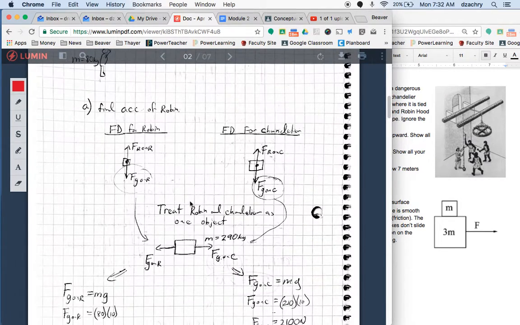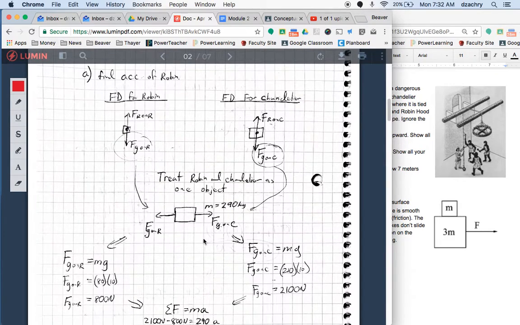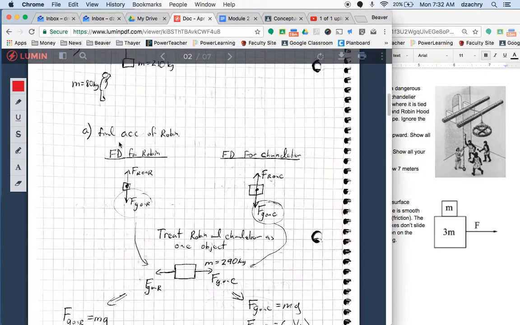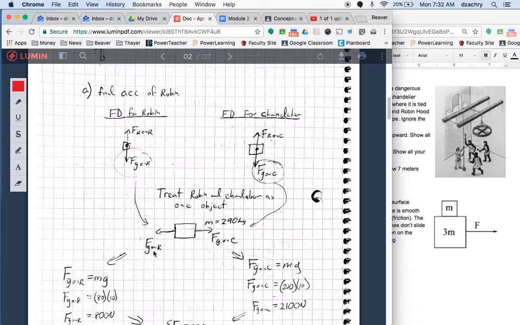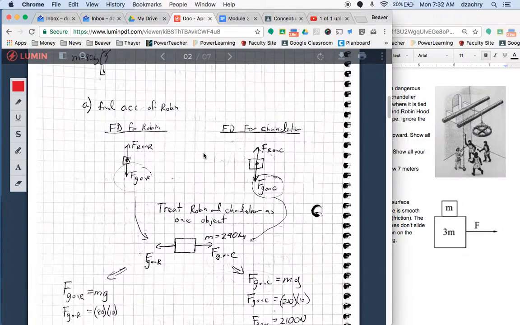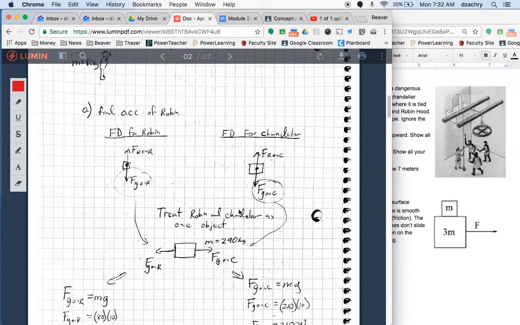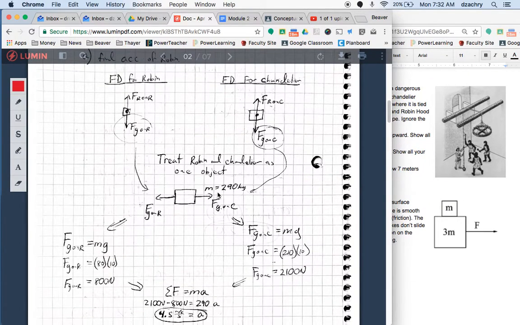If that's the case, then the total mass would be 290 kilograms, and pulling one way on that object would be the force of gravity on Robin, and pulling the other way would be the force of gravity on the chandelier. Those are the two forces that really oppose each other in this situation, and they have to move 290 kilograms, the total of them.